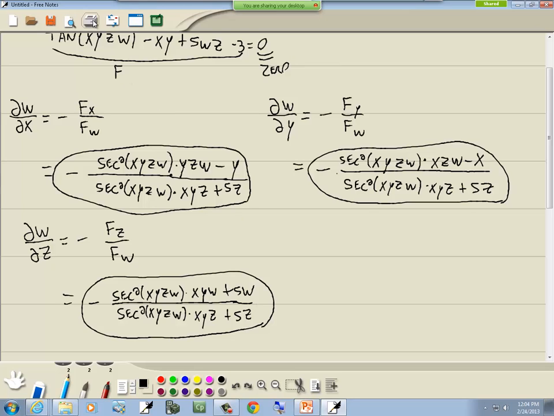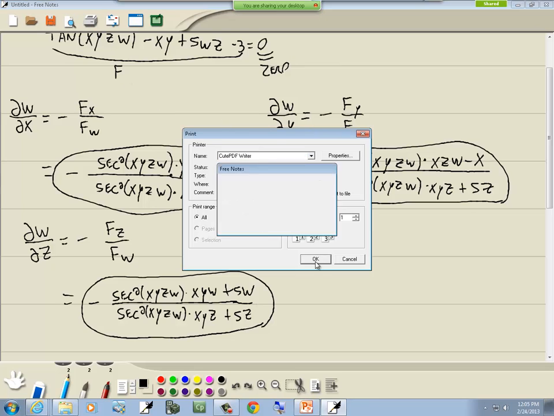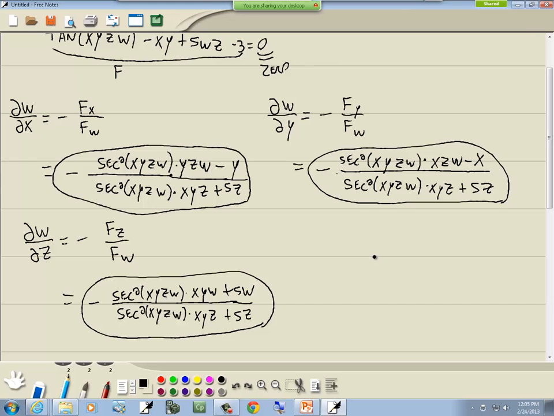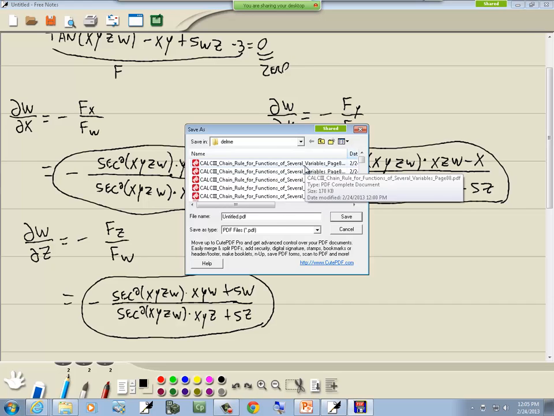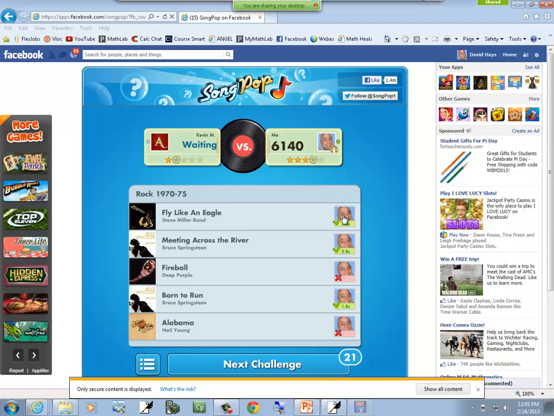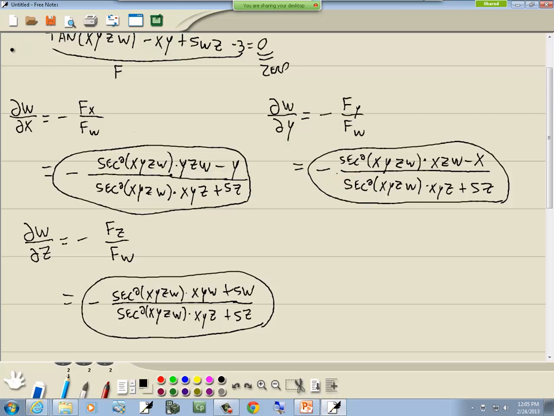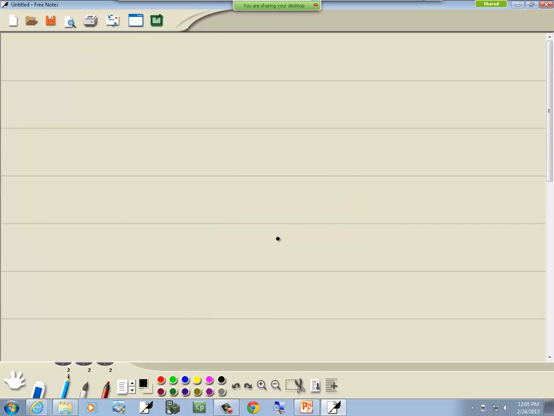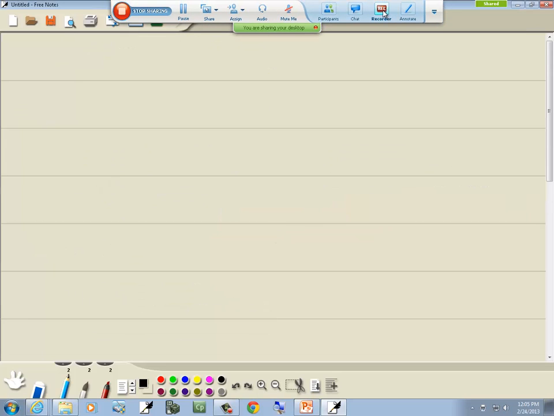So let me save that. It's a good thing I was getting ready to float away here. Oops. Time to stop my recorders and play song pop while this is processing.